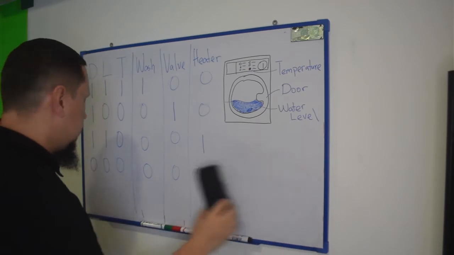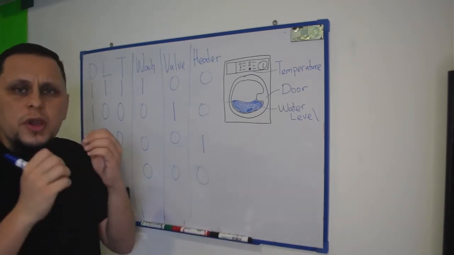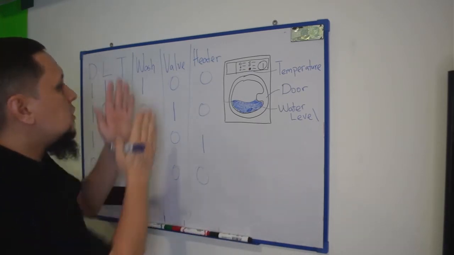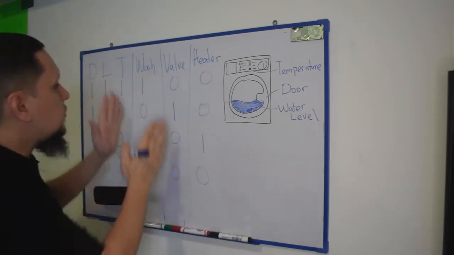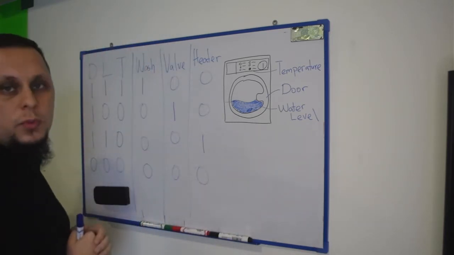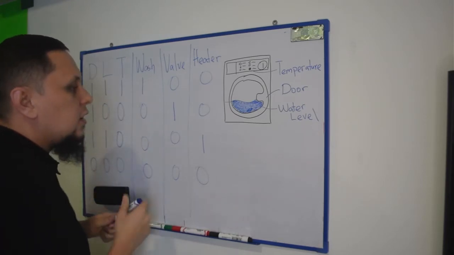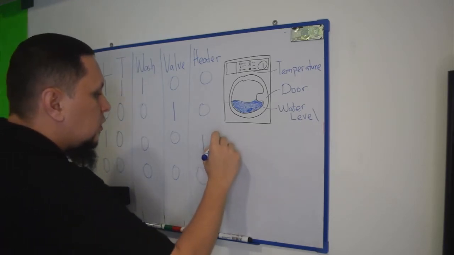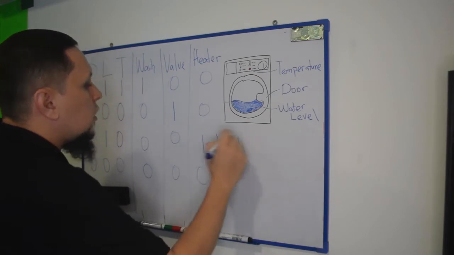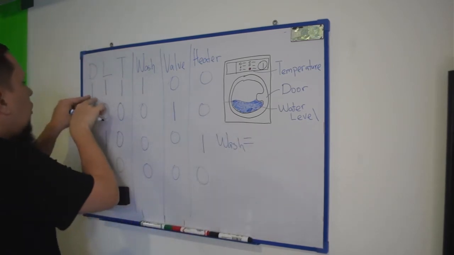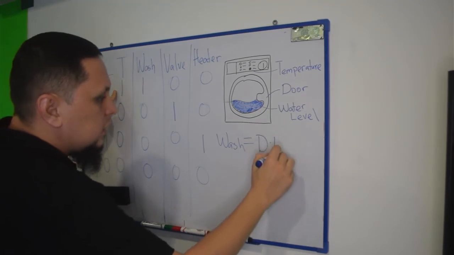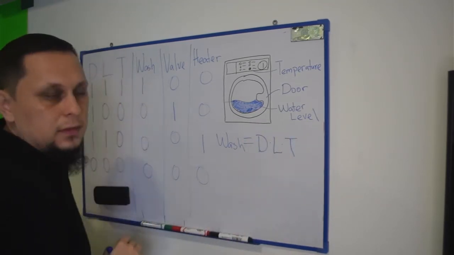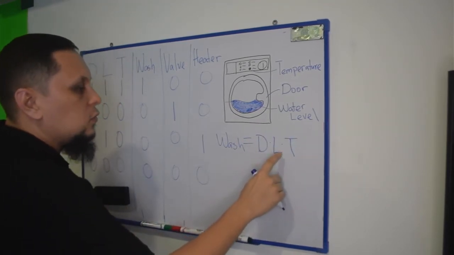Let's create a circuit. When you create a circuit, you have to focus on each individual output. Just focus on one individual output first. So let's create an expression for the washing. When are we going to start the wash? When all the inputs are high, meaning when D is high, when L is high, and when T is high. So D is equal to 1, L is equal to 1, T is equal to 1.